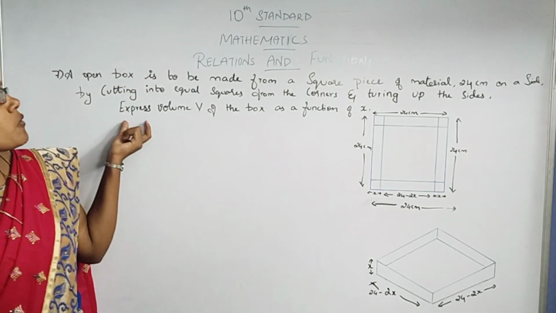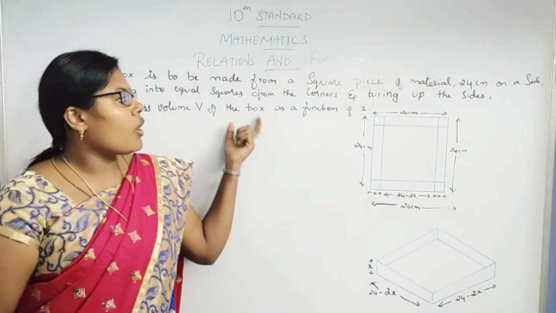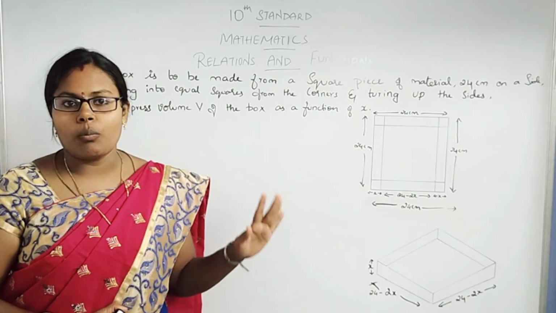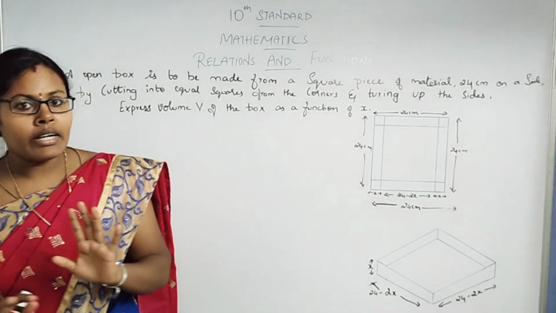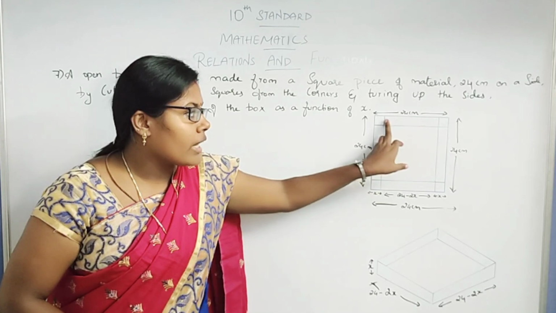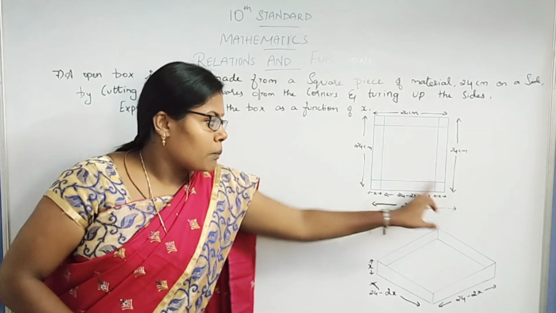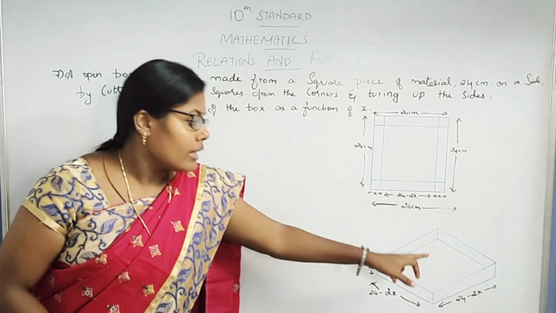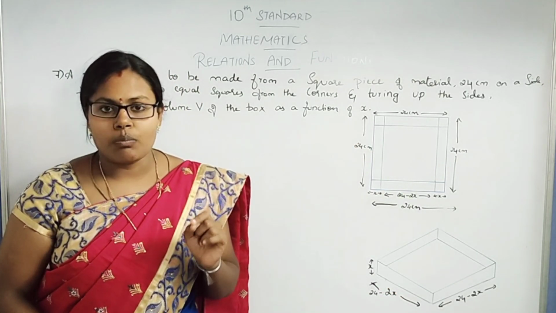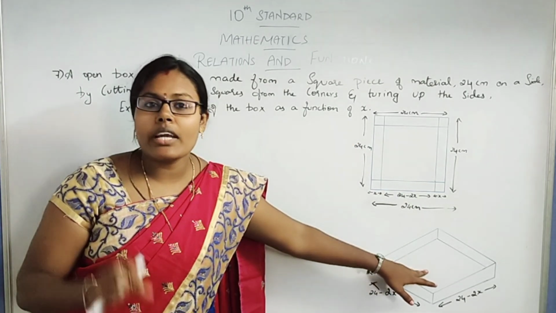Okay. So express the volume V of the box as a function. So as a function you have to express the volume. Okay, so got it? A square type material. In that material they have cut 4 square pieces at the corners. Then they made a box. So you have to find the volume. It looks somewhat like a cuboid.